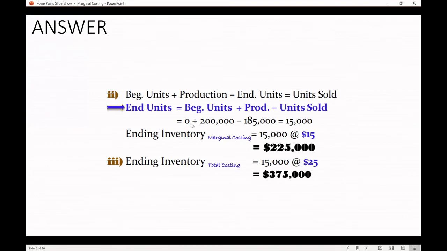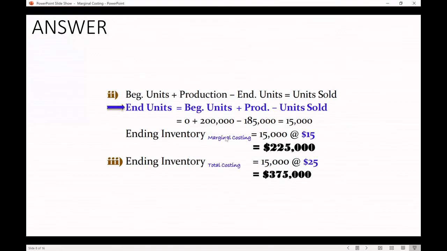So our beginning units were 0. It told us that at the beginning. How much did we produce? 200,000. How much did we sell? 185,000. So the answer is 15,000. What we know is that we have 15,000 goggles in ending inventory. Now we need to put a value to that, a total dollar figure, using both marginal costing and total costing.